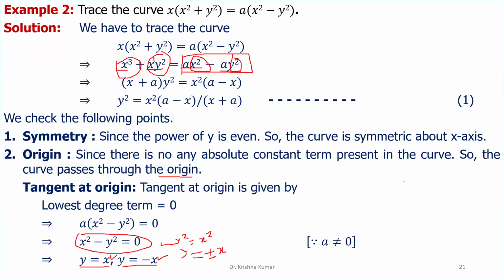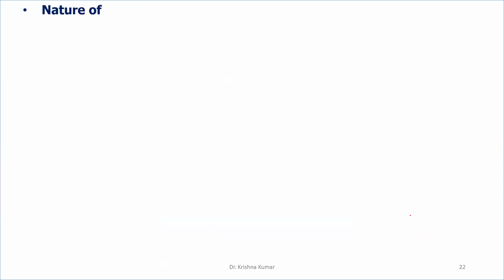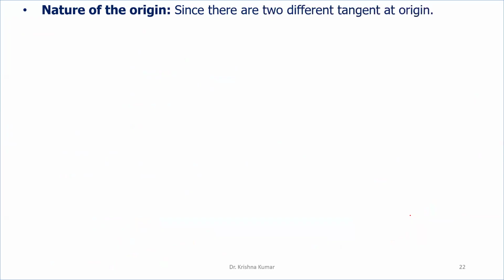If we want to trace this, this is the y-axis, this is the x-axis, and this is the tangent y equal to x, and this is the tangent y equal to minus x. So these are two tangents at origin. Now, since at origin we are getting two different tangents, the nature of origin is node.